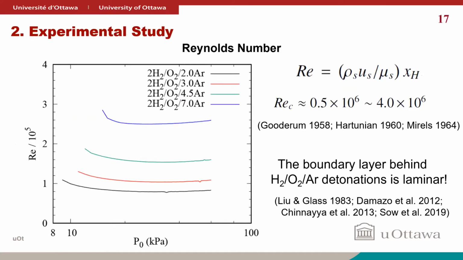This work then evaluated the Reynolds number behind the detonations and found that the boundary layer behind hydrogen-oxygen-argon detonations is probably laminar. Thus, the Fay assumption of turbulent boundary layers behind the detonations is questionable.